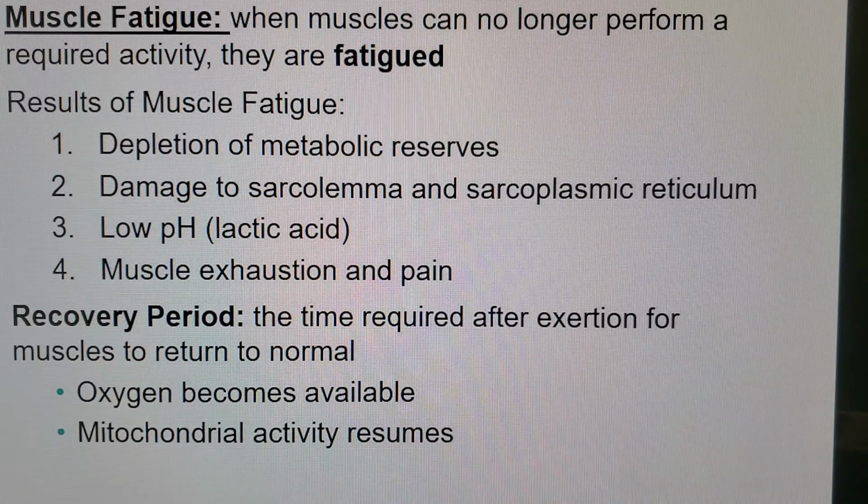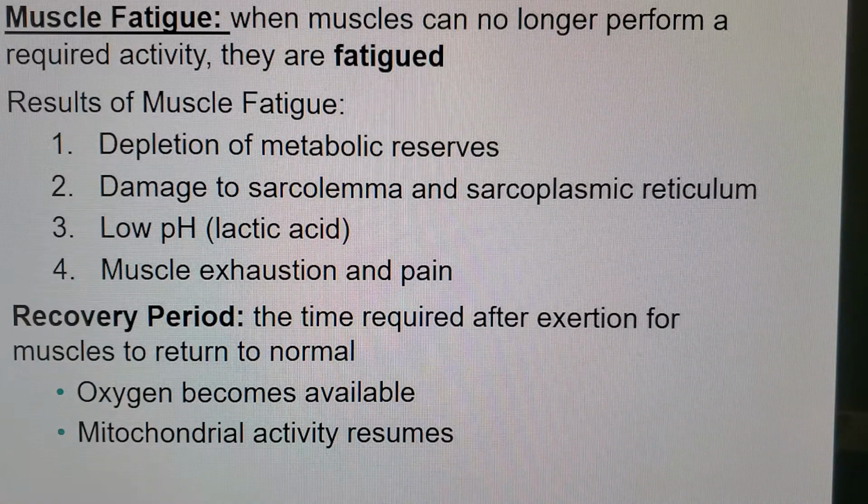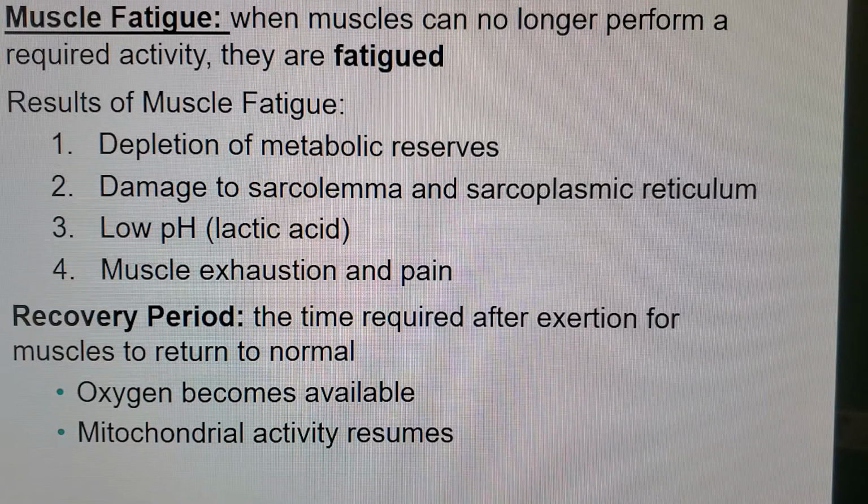Muscle fatigue. When they can't perform the required activity any longer, they are fatigued. Maybe it's because the metabolic reserves are depleted. Maybe the sarcolemma and the sarcoplasmic reticulum have become damaged. Maybe that buildup of lactic acid that causes the soreness has also caused too low of a pH for the muscle to function well. And lastly, muscle exhaustion and pain can also cause muscle fatigue. There is a recovery period.